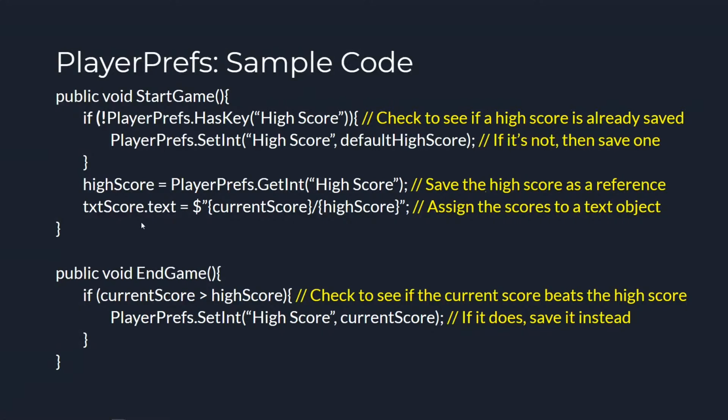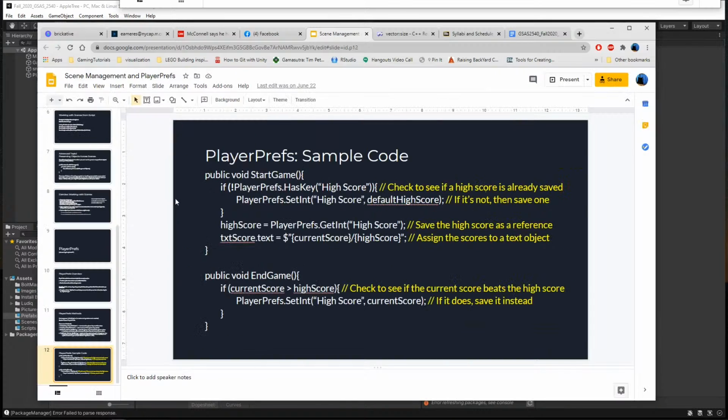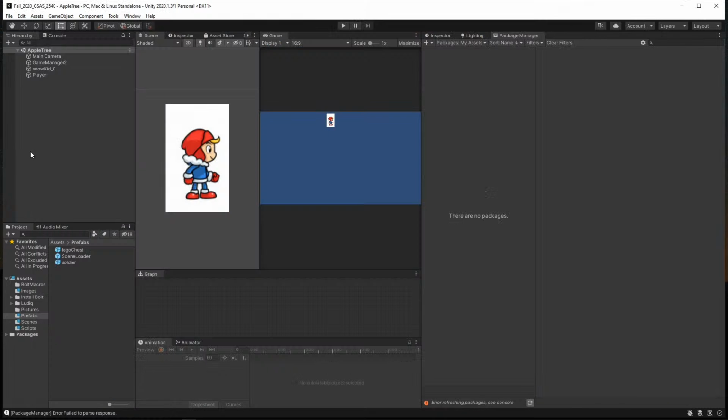So that's all there is as part of this first little bit of the lecture here. So on that note, we should probably just jump into Unity and do something cool with that, right? So imagine we had SnowKid here. What should we do with SnowKid?